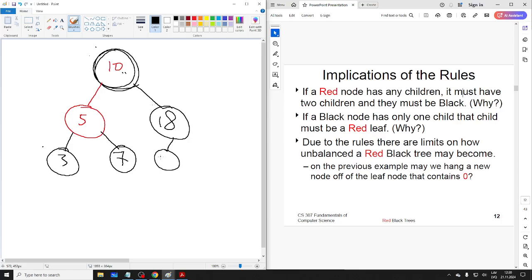Now let's see, this would be like 16. So this is not a red-black tree anymore for a couple of reasons. Because we have this, this, 3 black nodes, 3 black nodes.